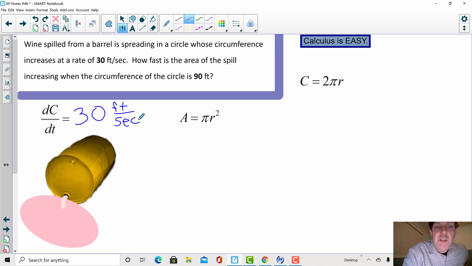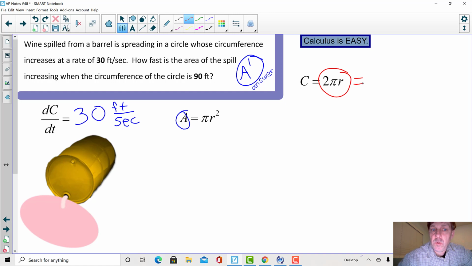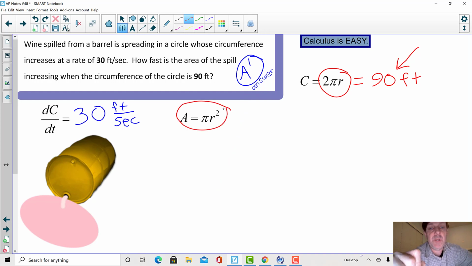It says how fast is the area of the spill increasing? So A is the area. The rate that it's increasing is A prime. So our answer is going to be A prime. And we want to find A prime when the circumference is 90 feet. Remember the rule for circumference? Again, we want this to equal 90 feet. So the circumference, which is basically just the perimeter of the circle, is going to be constantly increasing. We want to stop at the moment when the circumference is equal to 90 feet. Since we know we're looking for A prime, let's take the area of the circle and do the derivative, and that will give us A prime.